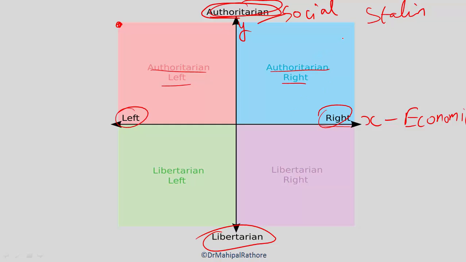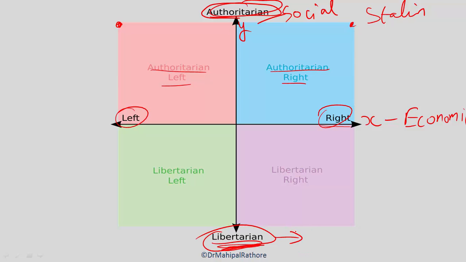You can say that Hitler was extreme right, fascism. So he could be called authoritarian right. But then again his economic policies were a bit different. So as I told, there are some problems in all the classifications. Then we have libertarian. What do you mean by libertarian? It means people are given full freedom.